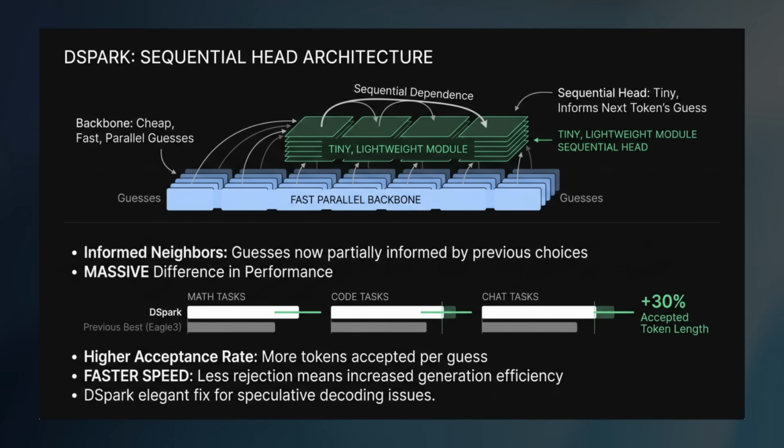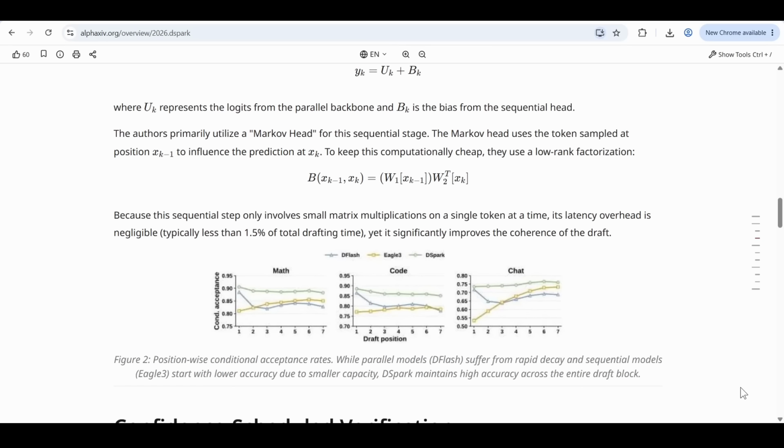It's like, the draft model is still making guesses fast, but now the guesses are at least partially informed by their neighbors. And that one small change makes a massive difference. In their benchmarks, this approach beats the previous best method, Eagle 3, by about 30% on accepted token length across math, code, and chat tasks. And less rejection means more speed.